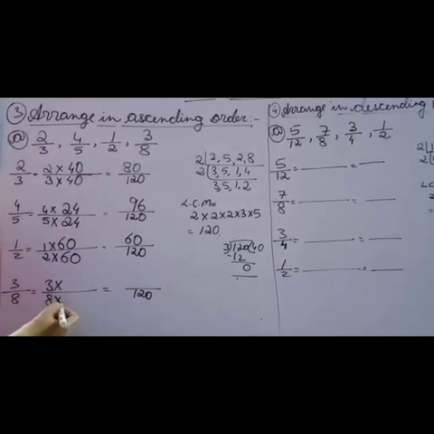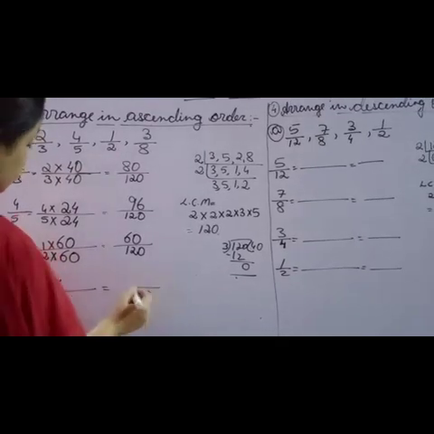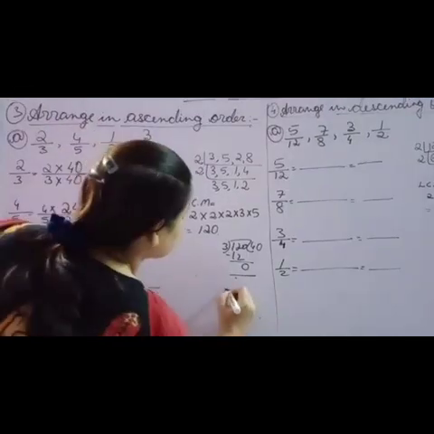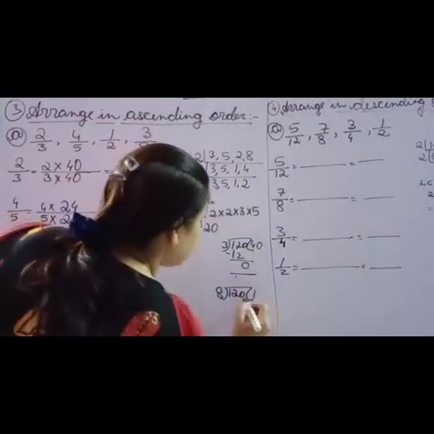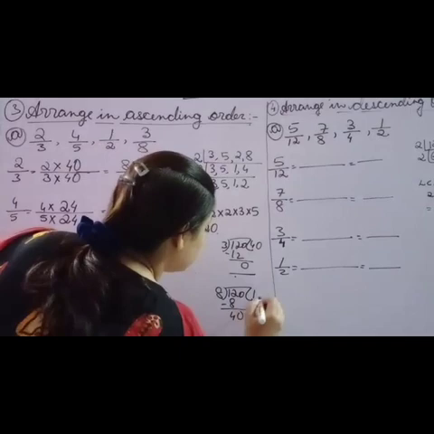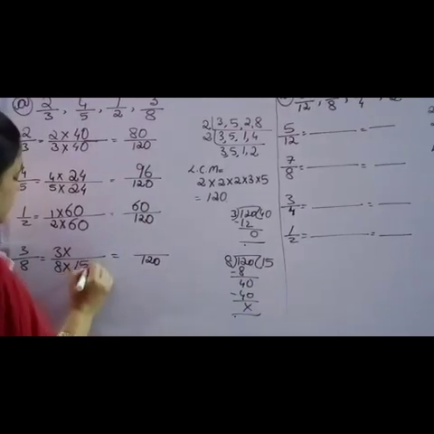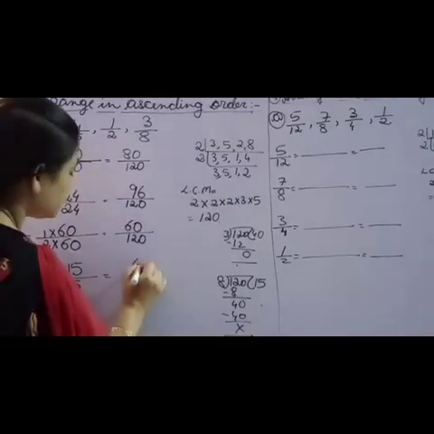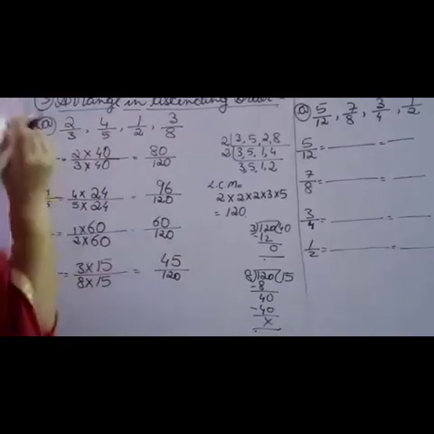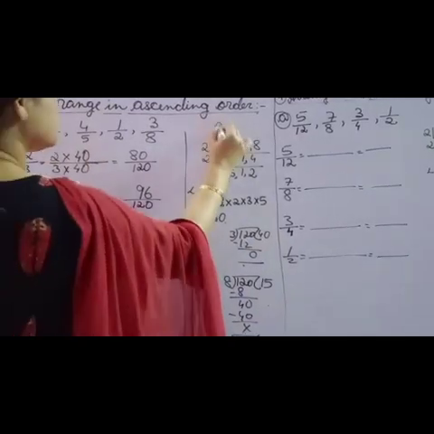Again 8 into what is equal to 120? If you divide and see, I am saying, children, if you find it difficult, you can use this rough column. Now 120, if you start dividing by 8, 8 ones are 8 and then 8 fives are 40. So 8 into 15, 3 into 15. Now 3 into 15 is how much? It is 45. So now see children, this is the rough column.